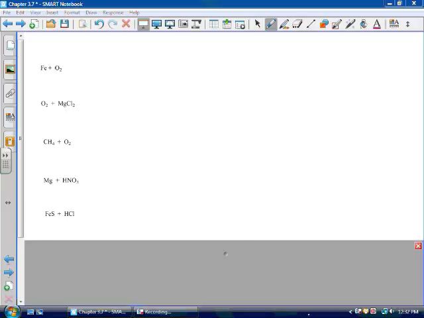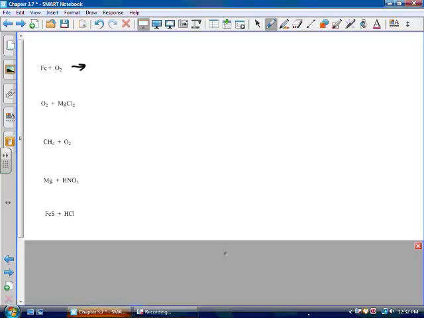So the key, again, to writing equations is being able to identify what you have. So here are some examples that are not in your notes and need to be put in your notes, some problems like you would see, and you would need to be able to predict what kind of products are going to form out of that.